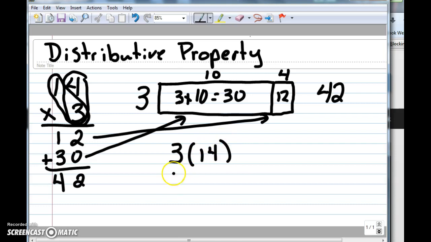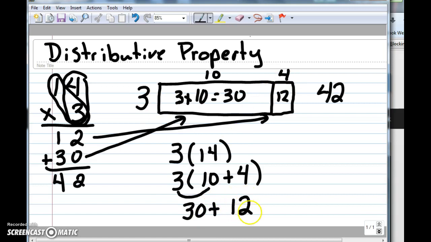And we know that 14 is 3 times 10 plus 4. And just like in our rectangle up here, we have to take the 3 times the 10 to find this area. We want to take 3 times 10 is going to equal 30. And 3 times 4 is 12. So 30 plus 12 is equal to 42. So our distributive property is how do we take a number and multiply it by what's inside the brackets.